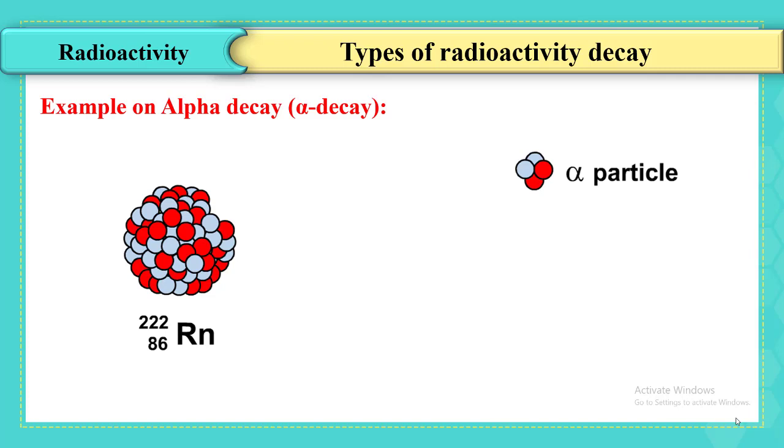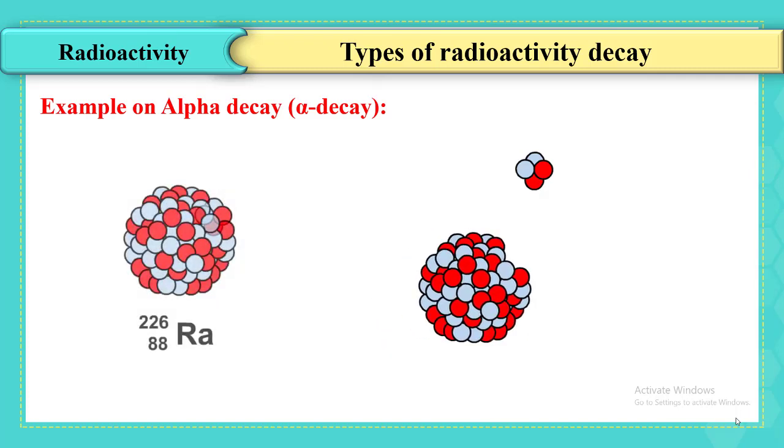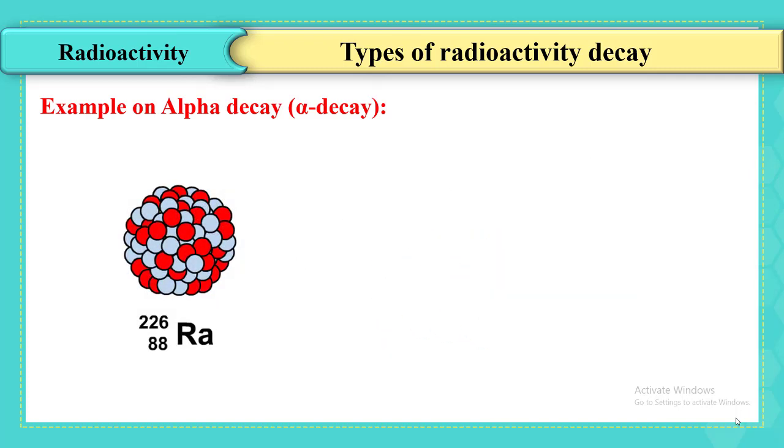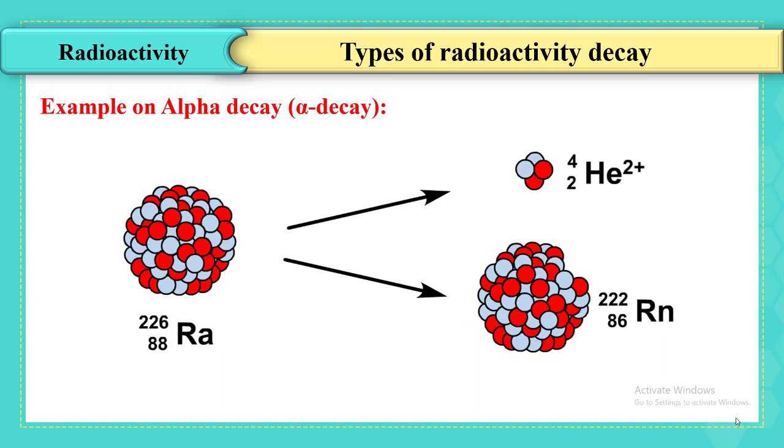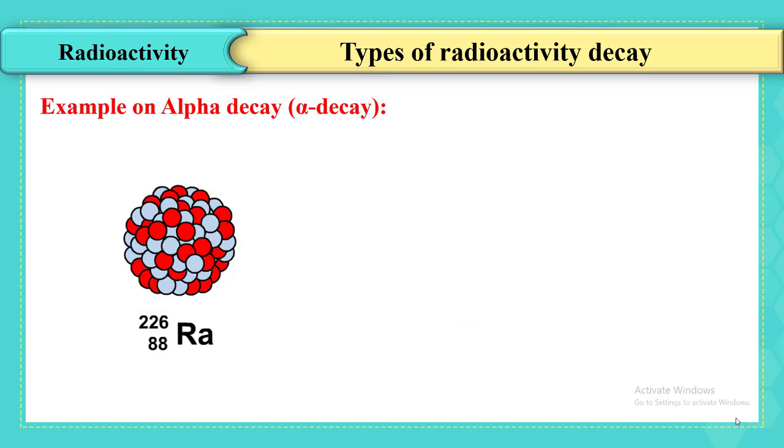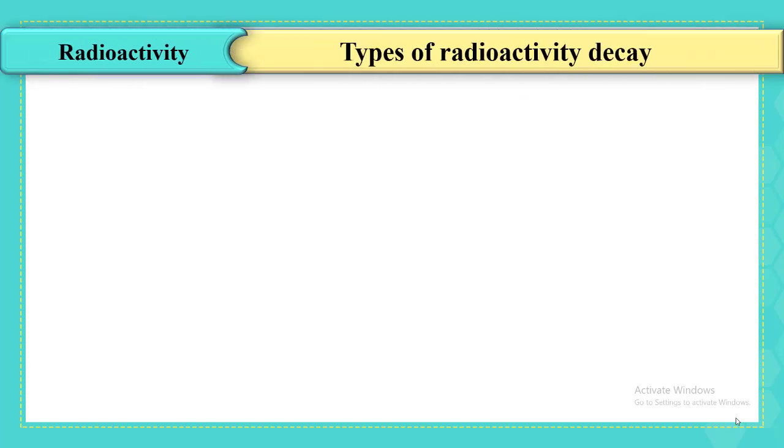In this animation, we can see clearly that the decay of radium-226 is alpha type. It loses 2 protons and 2 neutrons to form a new atom called radon with the emission of helium. The second type of decay is beta minus.